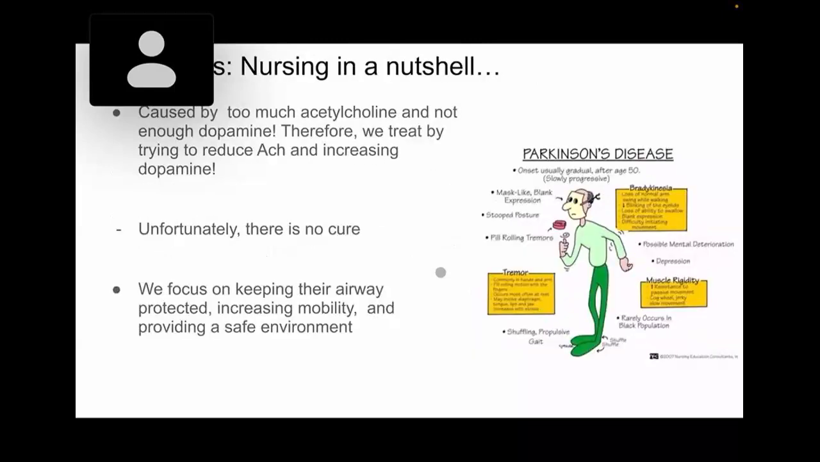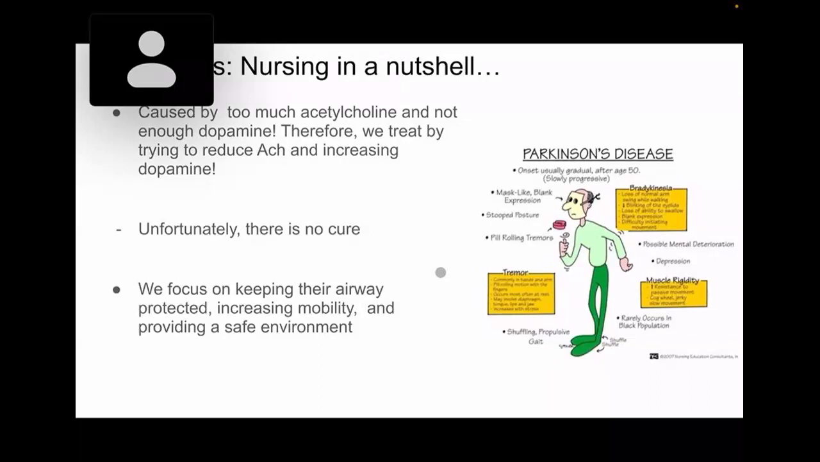All right. Parkinson's, on the other hand, is not necessarily autoimmune. What we have with Parkinson's is way too much acetylcholine and not enough dopamine. Therefore, when we're talking about treatment, we flip, okay? Unfortunately, there is no cure, but we can do things that can help prevent progression. Really hone in on your hallmark signs and symptoms: a mask-like blank expression, stooped posture, pill rolling tremors.